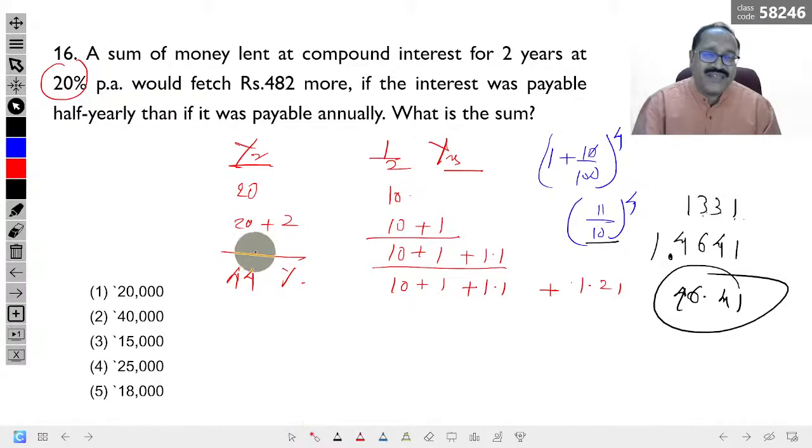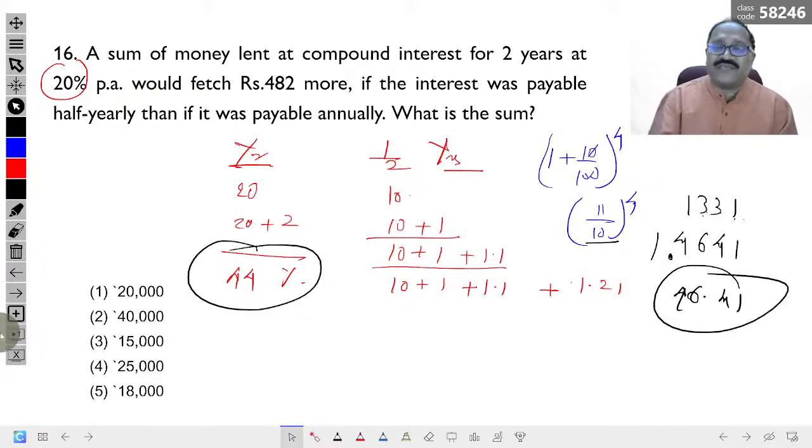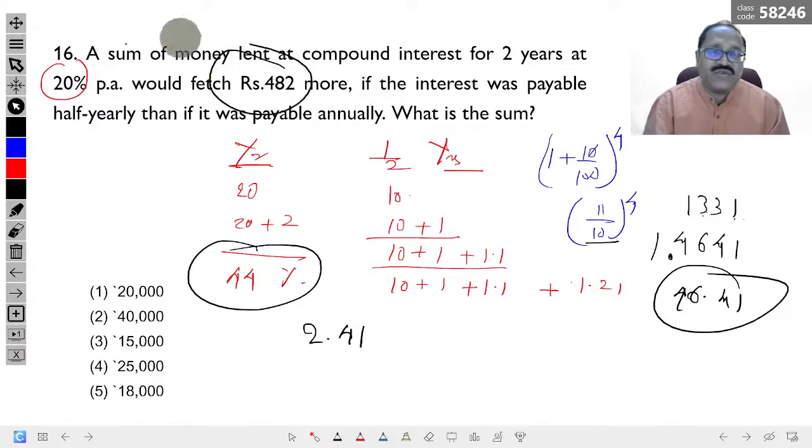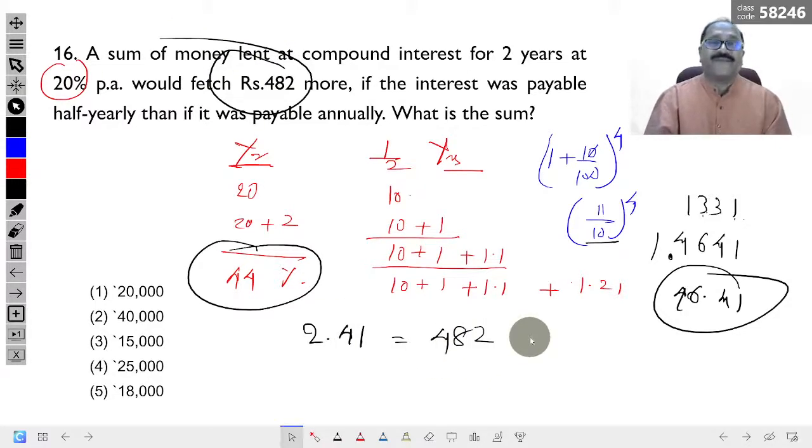Okay, now here your percentage is 44%, here it is 46.41. So what is the difference? The difference is 2.41% difference, which is equal to 482.